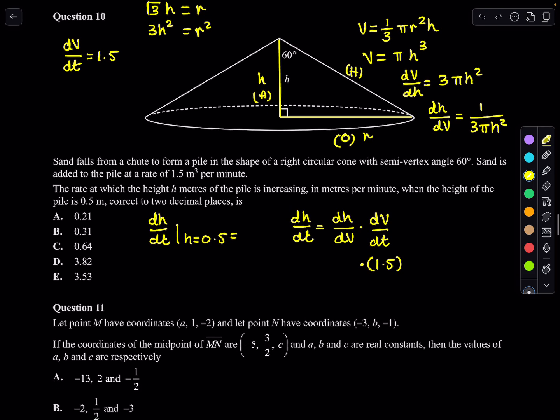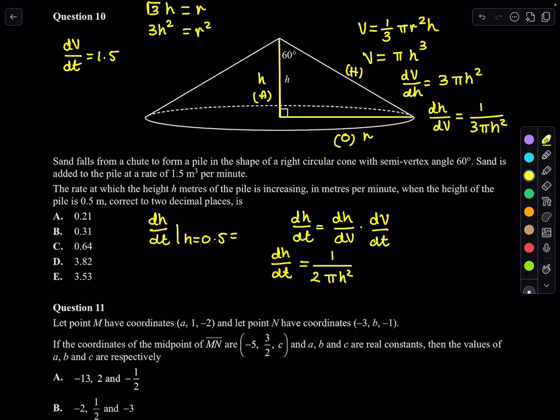So now look, I have my dh/dV, so I can multiply with that. 1 over 3 pi h squared times dh/dt. And can you see how these will cancel out? Like this 1.5 goes into it twice. So I can write this out and write a 2 there. Okay. There it is. So this is my dh/dt.